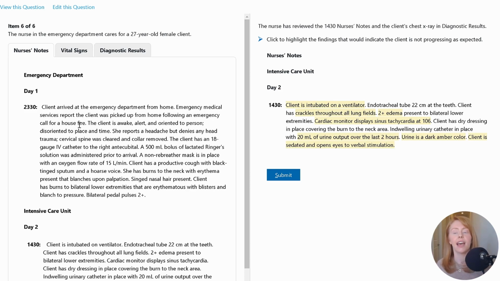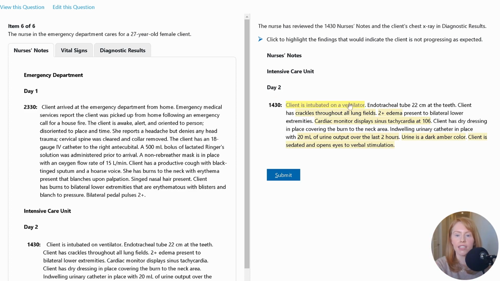They sustained heavy burns and an inhalation injury where they inhaled smoke, had airway edema, so they were intubated and placed on a ventilator for airway protection, and then given large volumes of fluid in order to fluid resuscitate them. We're being asked, click to highlight the findings that would indicate the client is not progressing as expected. So not progressing as expected means we're looking for unexpected abnormals. So let's take a look.